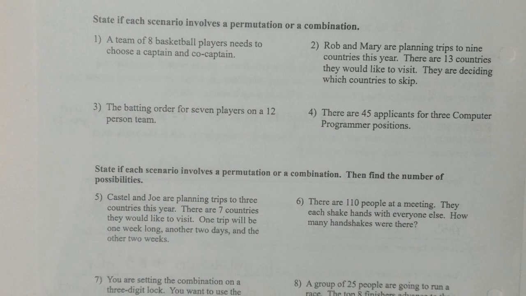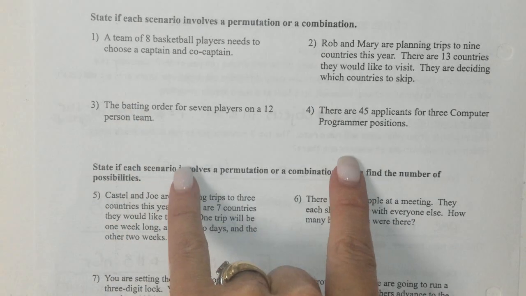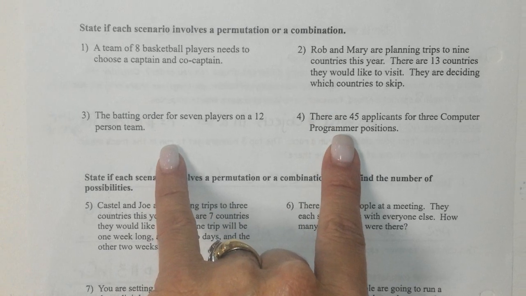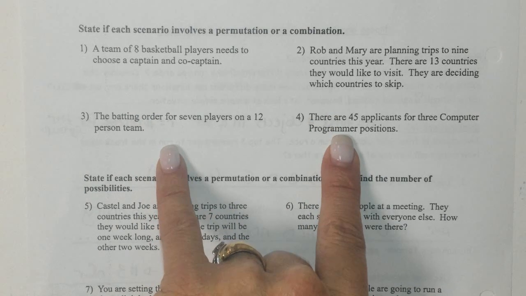Okay, let's take a look back here on the back. What you're going to do on the first 4 is determine whether they're a combination or a permutation. Go.